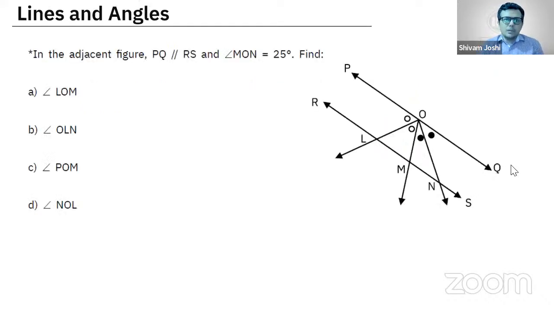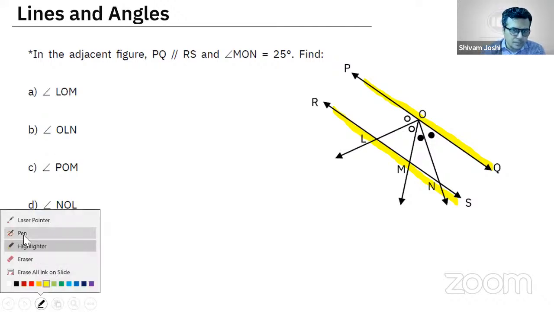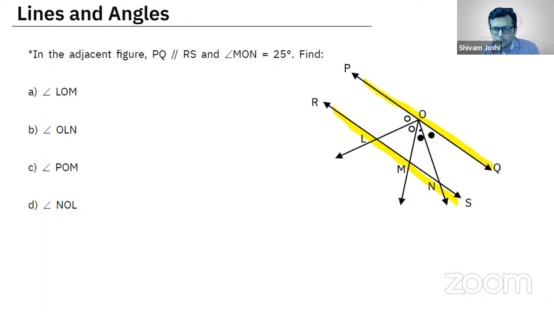Next question. In the adjacent figure, PQ is parallel to RS. This is PQ, parallel to RS. These two lines are parallel, which are marked with the same highlighter. MON is 25. MON, this is 25.